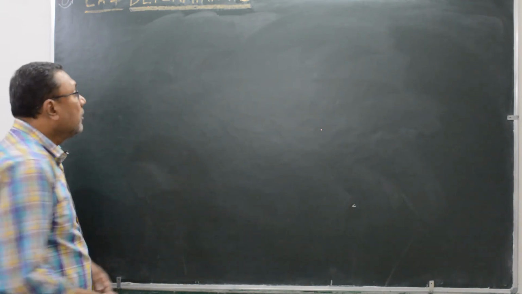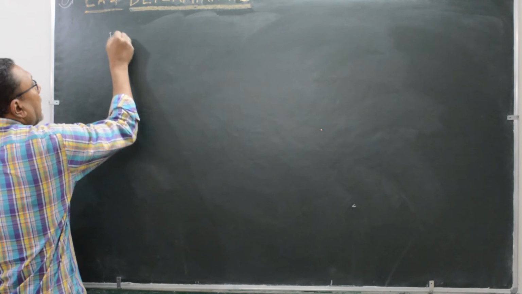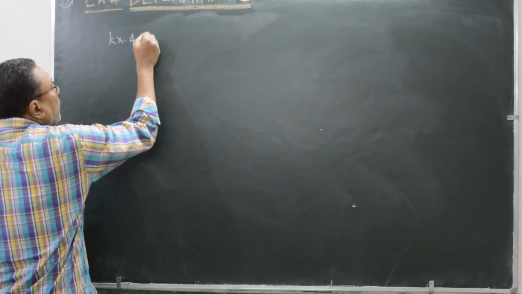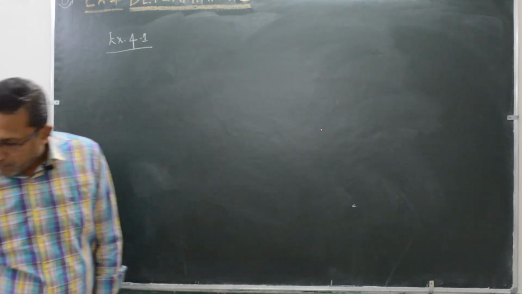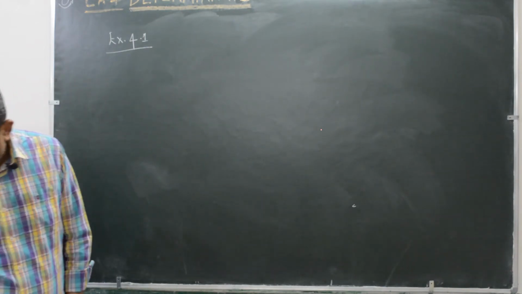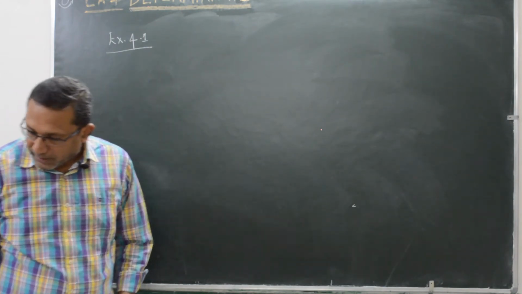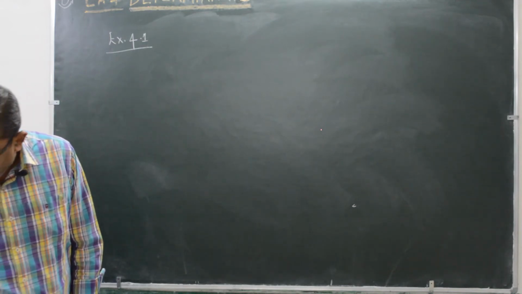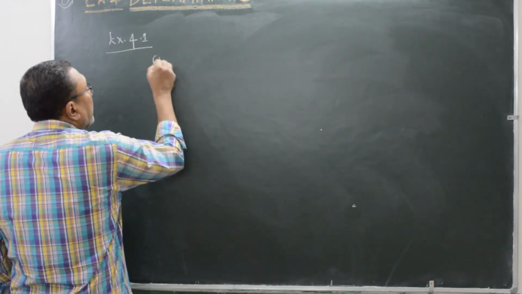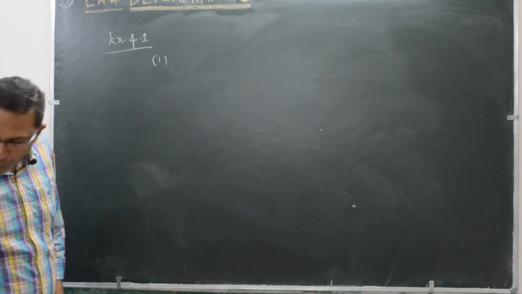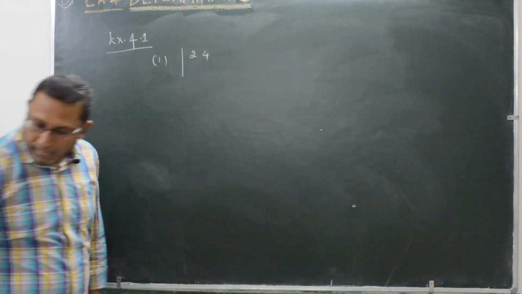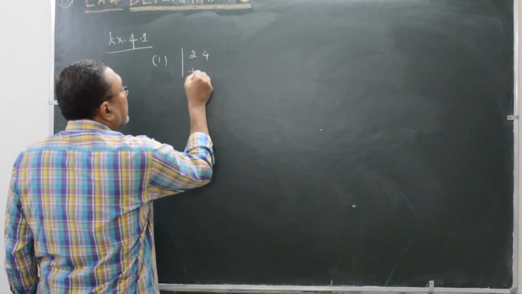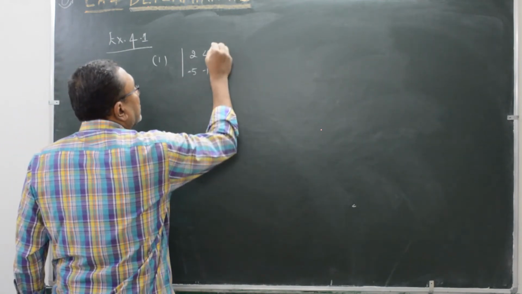Exercise 4.1, and I'll take the first problem. We just have to evaluate the determinants in exercises 1 and 2. Take the first problem, which is the matrix with rows 2, 4 and minus 5, minus 1.